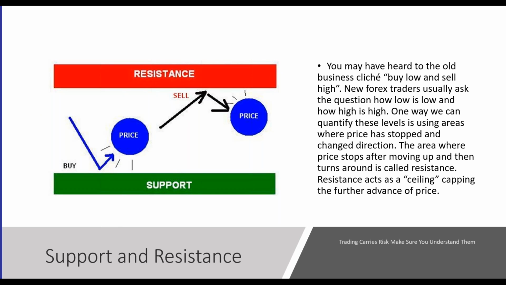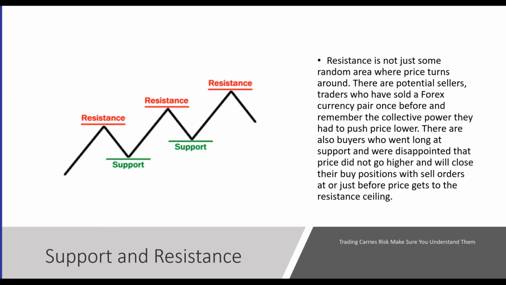One way we can quantify these levels is using areas where price has stopped and changed direction. The area where price stops after moving up and then turns around is called resistance. Resistance acts as a ceiling, capping the future advance of price. Resistance is not just some random area where price turns around.